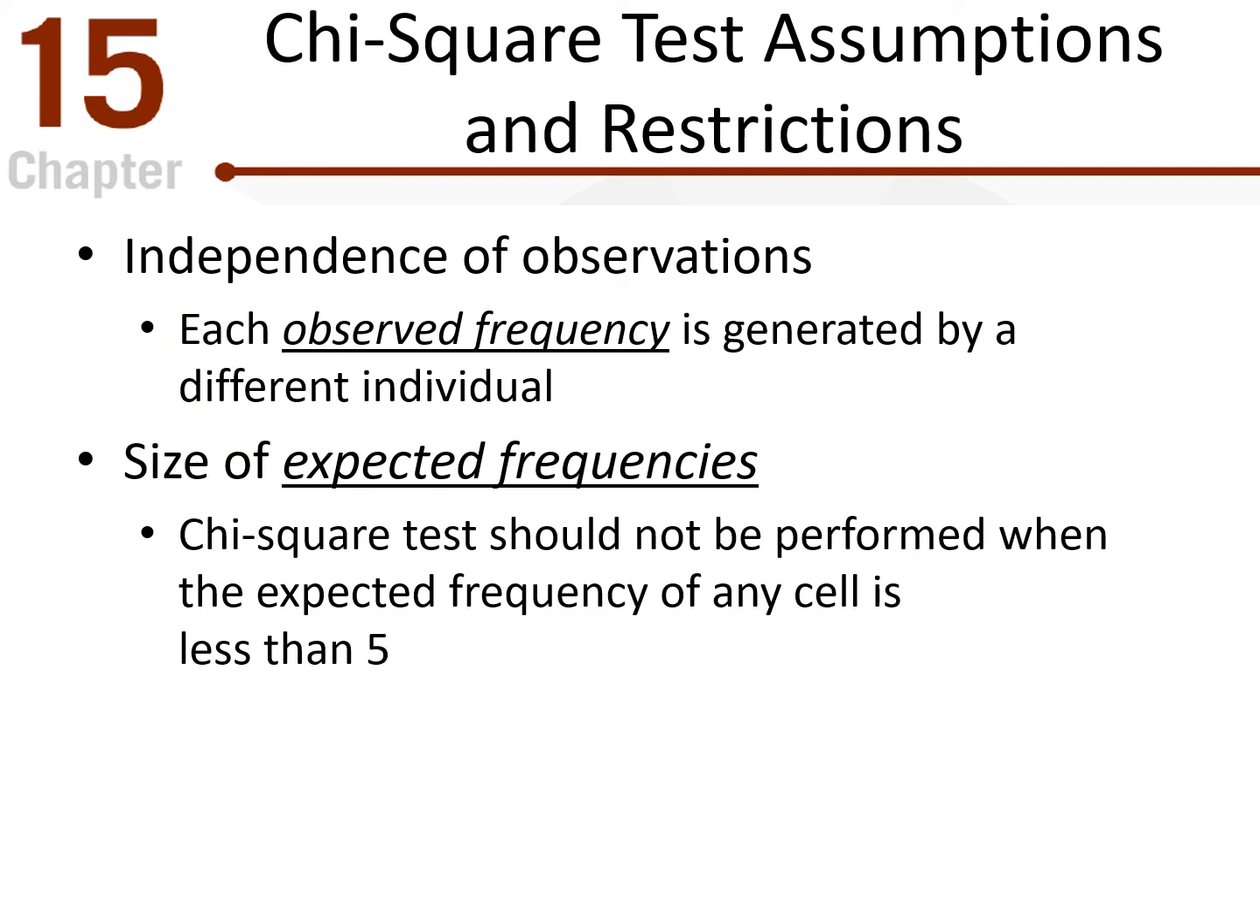The assumptions of chi-square are independence of observation. So basically, you can only have one person in each cell. So you cannot have a person in multiple cells of the chi-square. That's what independence of observation is. And as I previously mentioned, the expected value in each cell should be greater than or equal to 5.